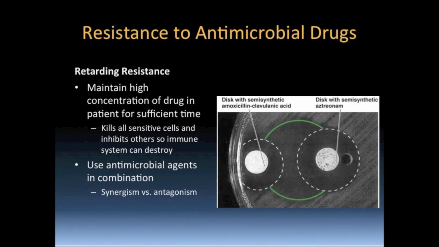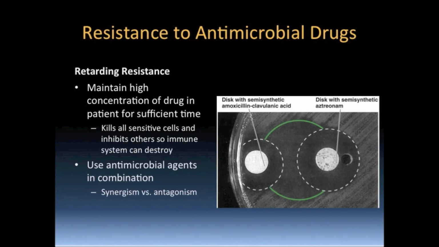Your textbook addresses 4 ways that we can retard the development of antibiotic-resistant pathogens. The first is to utilize sufficiently high concentrations of the drug and maintain those concentrations long enough that all sensitive cells are killed and the resistant cells are inhibited long enough for the body's immune system to kill them. Again, remember, antimicrobial drugs are only used to inhibit the microorganism so that the immune system has an opportunity to kill the pathogen. This is the importance of taking the medications in the right dosages for the right period of time.